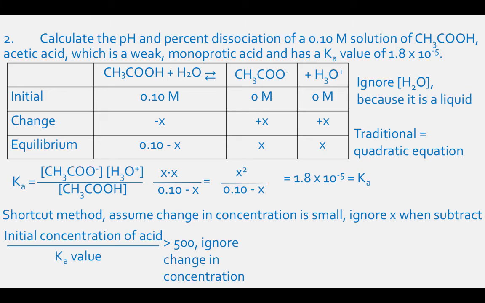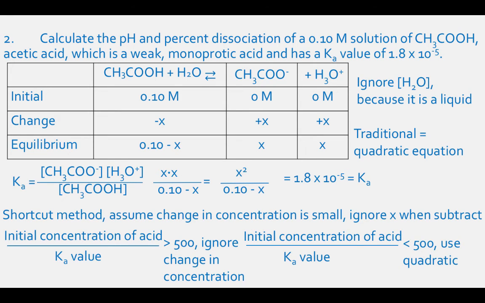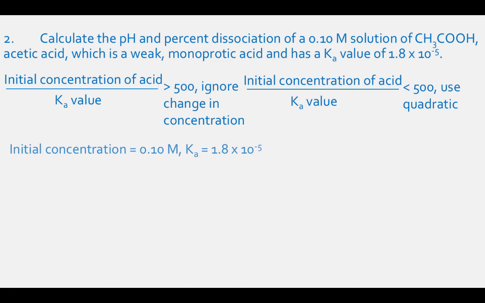The point in this class is if the initial concentration of the solution of a weak acid divided by its Ka value is more than 500, then we can ignore the change in concentration. If the initial concentration of the weak acid solution divided by its Ka value is less than 500, we cannot ignore the change in concentration, and we will have to use the quadratic equation. The initial concentration is 0.10 molar, and the Ka value they give you in the problem is 1.8 times 10 to the negative 5.